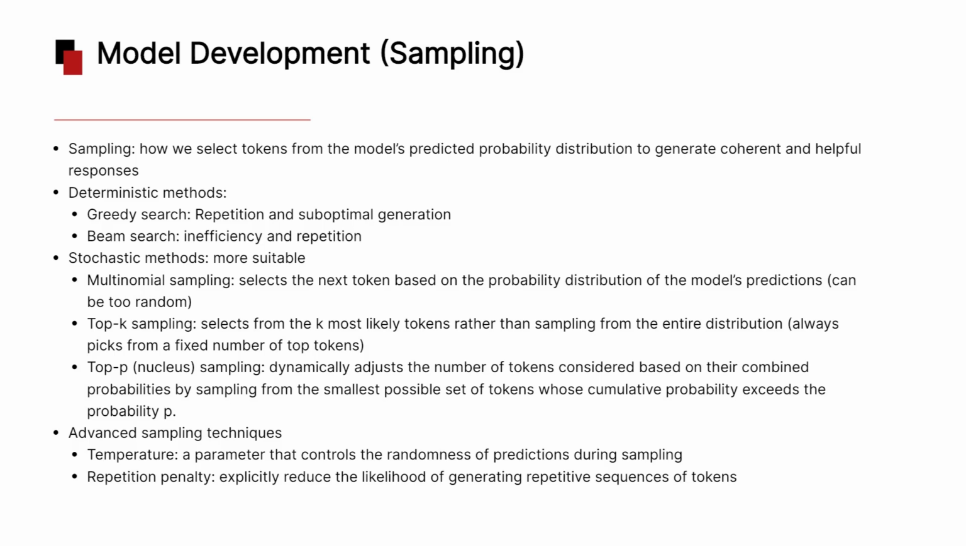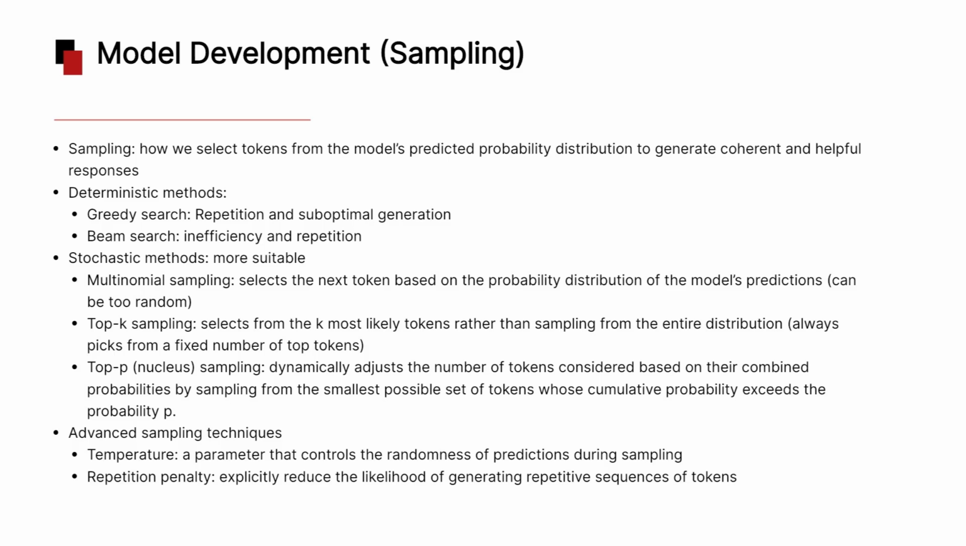Deterministic methods. Greedy search simply picks the token with the highest probability every time. While fast and straightforward, it often causes the chatbot to loop or produce bland, repetitive text. Beam search tries to look ahead at multiple possible sequences before deciding, which can improve coherence in certain tasks like translation. But for chatbots, it can be inefficient and still prone to repetition.